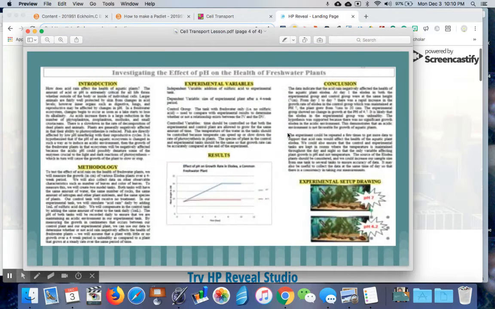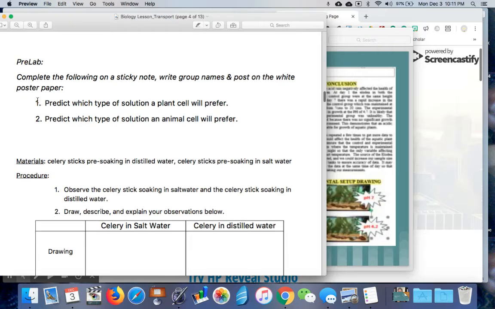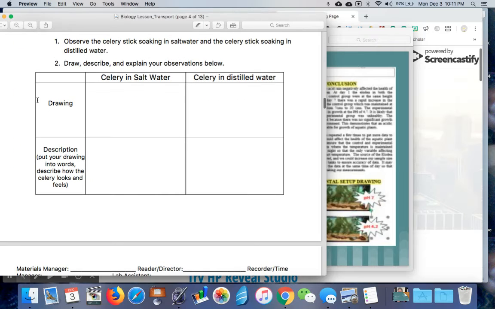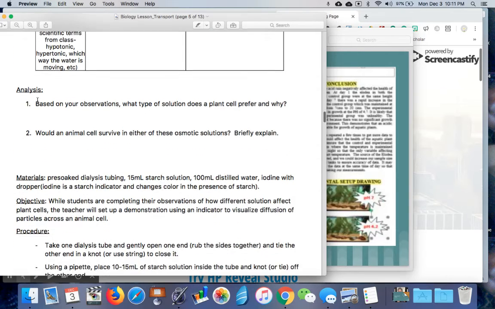The final product of this lesson would have been a poster that included elements of augmented reality and also has a Google quiz as one of those elements. So to start the lesson, we would have done a pre-lab that would have compared how celery behaves with salt water and distilled water to show how water moves in and out of the cell. They would have had to make observations, drawings, and draw conclusions about that.